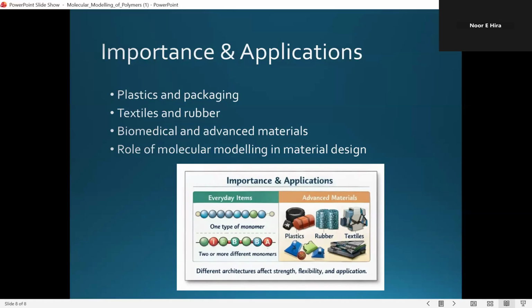So I think now you understand the basic concepts for building a polymer in a simulation environment.